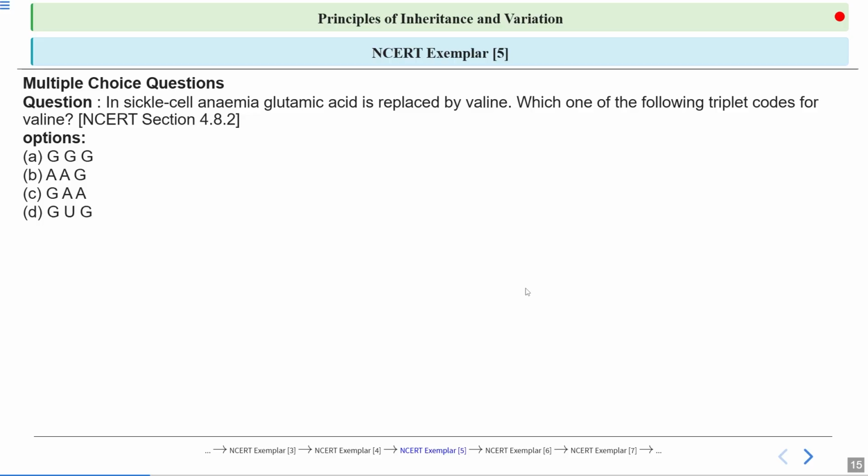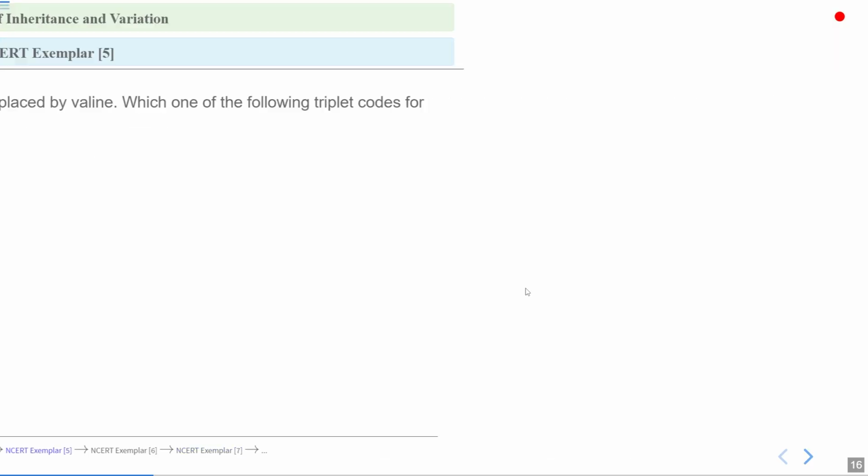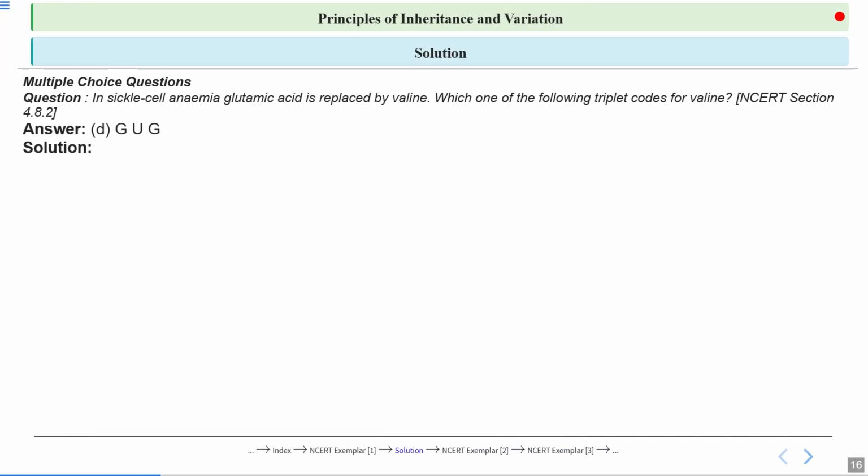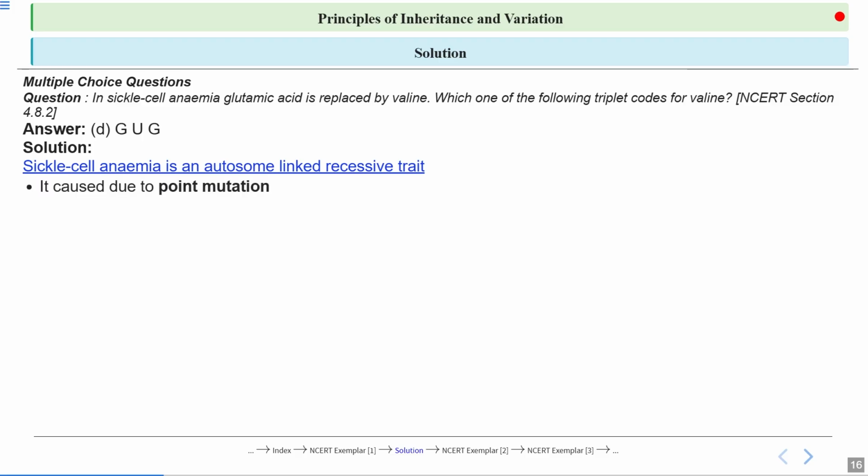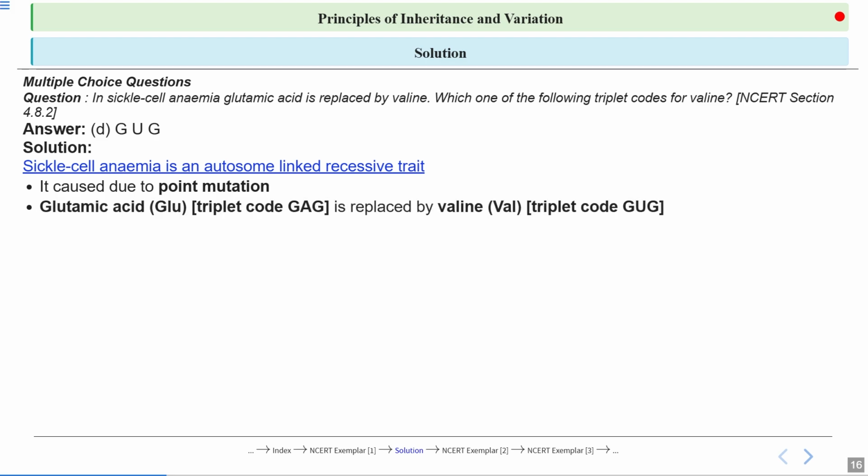So let's have a look at the answer. Okay, answer is option number D, GUG. So sickle cell anemia is an autosomal recessive trait. It is caused due to point mutation. What is point mutation? There is a mutation in a single base pair. Clear? So because of this mutation in the single base pair, glutamic acid is substituted by valine at the 6th position of the beta globin chain.